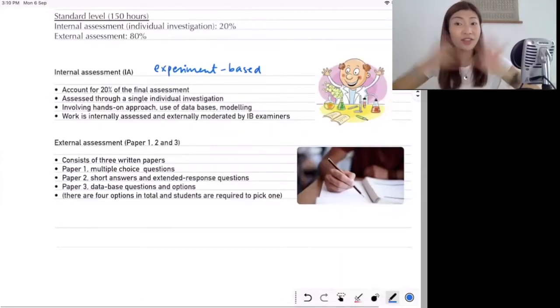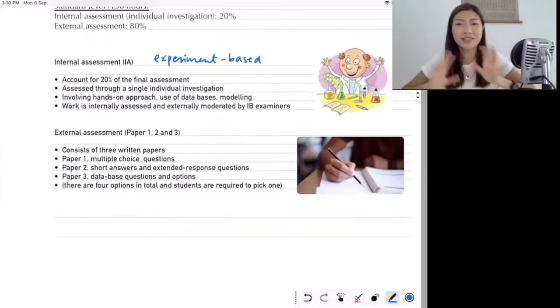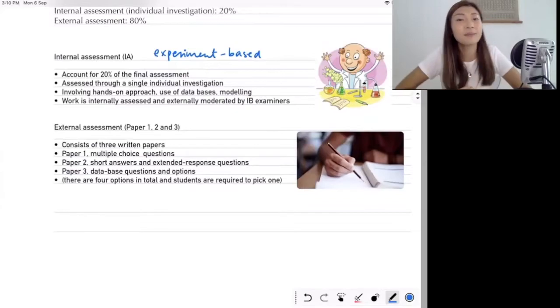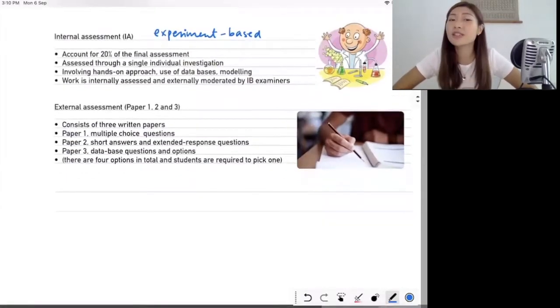You can start thinking about and planning what kind of experiment you want to do later on. But if you still don't have anything in mind, it's okay. Don't stress yourself out first. Always discuss it with your teacher or your tutor about whether or not it is possible to conduct an experiment like that. Okay, moving on to external assessment.